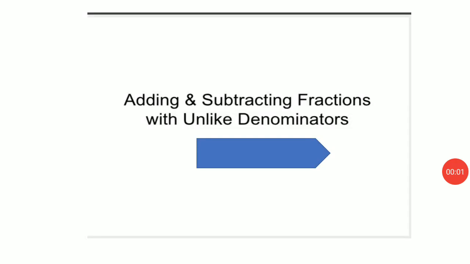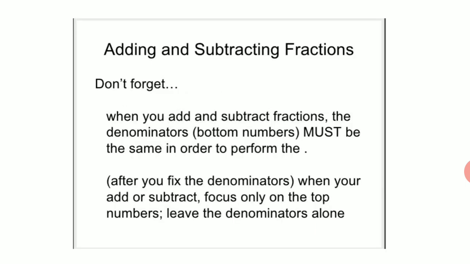Hello children, today we will be doing adding and subtracting of fractions which are having unlike denominators. So for adding and subtracting fractions that have unlike denominators, what we need to remember is when you add and subtract fractions, the denominators, that are the bottom numbers, denominators means the bottom number, numerator means the top number.